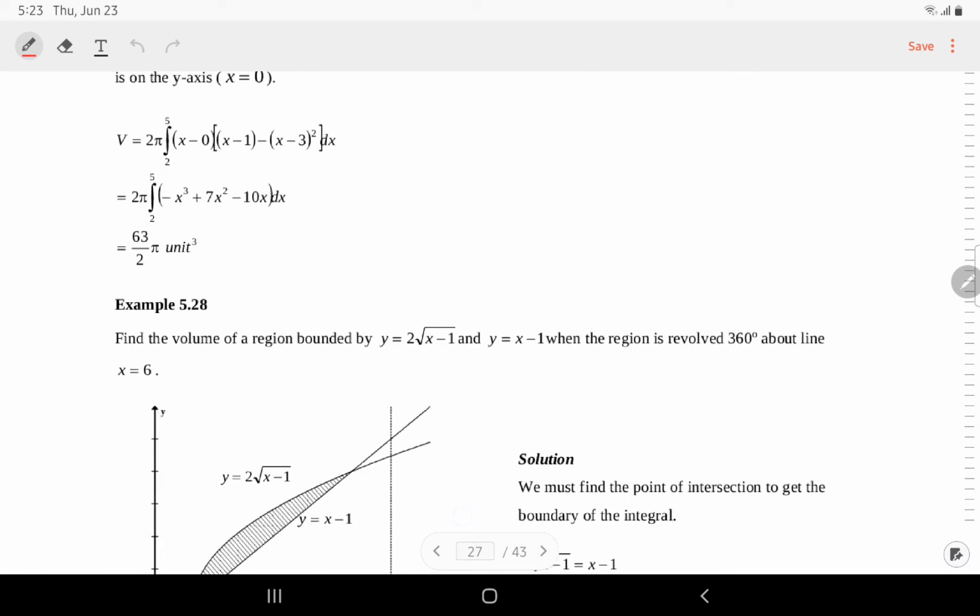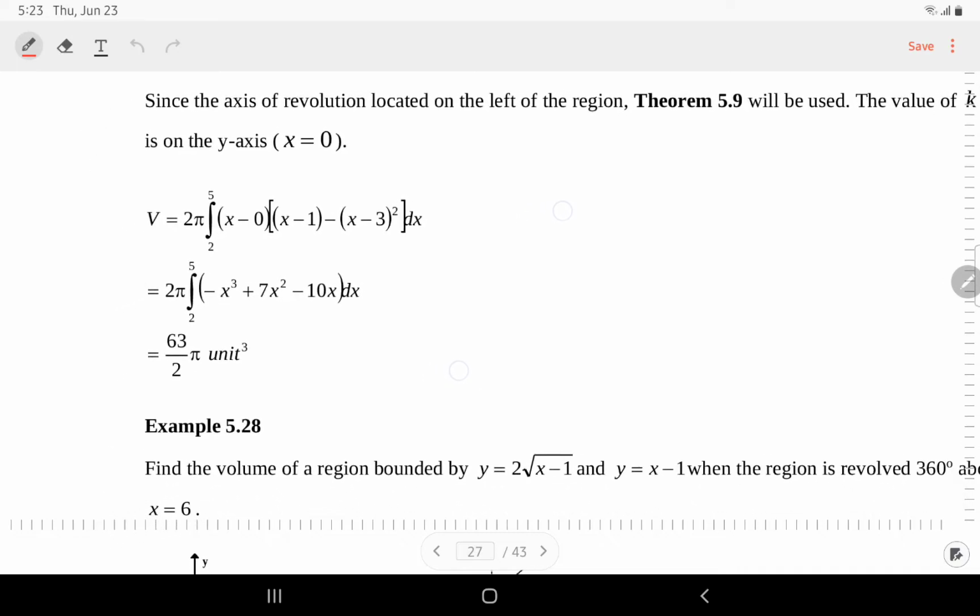Okay, so itu kita punya formula setup. Ni lah yang ni. Okay, sama macam saya tulis tadi. So kita solve in the bracket. Okay, and then integrate and insert the limit 5 and 2. And then the answer will be multiply with 2 pi. So this is the final answer.